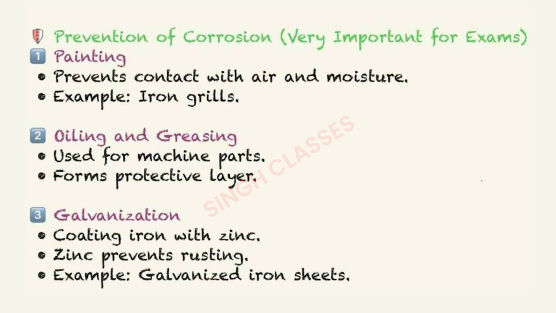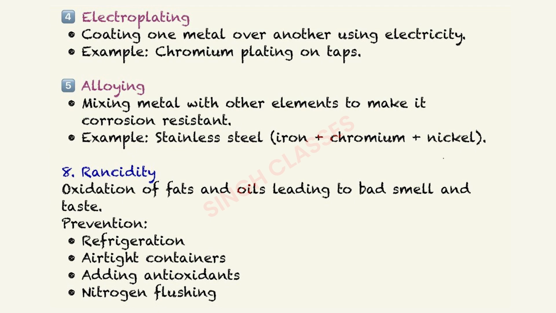Prevention of corrosion. 1. Painting. Prevents contact with air and moisture. 2. Oiling and greasing. Used for machine parts to form a protective layer. 3. Galvanization. Coating iron with zinc to prevent rusting. 4. Electroplating. Coating one metal over another using electricity, like chromium plating on taps.